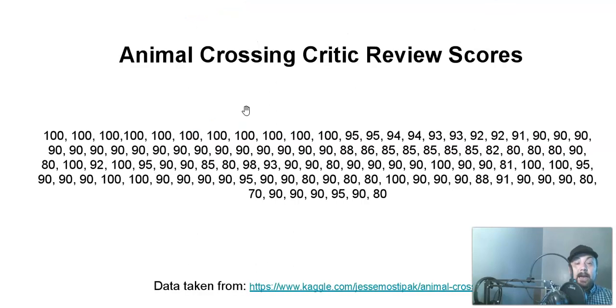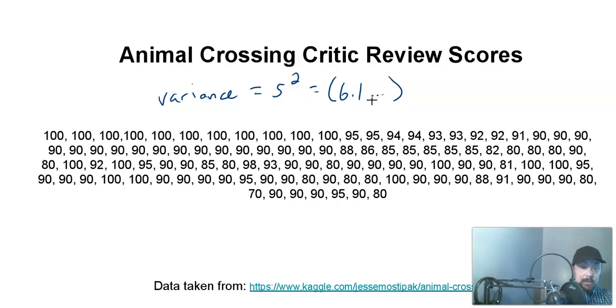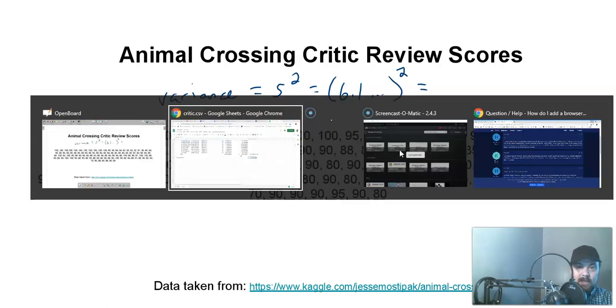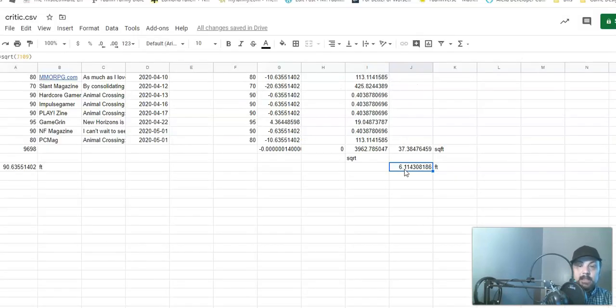So how do I find the variance for the Animal Crossing review scores? The variance here is going to be the standard deviation squared, which is going to be 6.1. And again, because I'm doing another calculation, I shouldn't stop at 6.1. I don't want to use the rounded off version of that number. I should use the exact standard deviation with all the decimal places to do this further calculation. But I'm not going to have to actually do that calculation because it's on my spreadsheet. It was this number here. If I take this number and raise it to the second power, it takes me back to this number. So it's going to be 37.4 if we go to one decimal place.